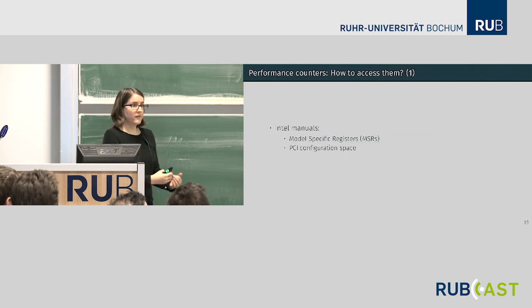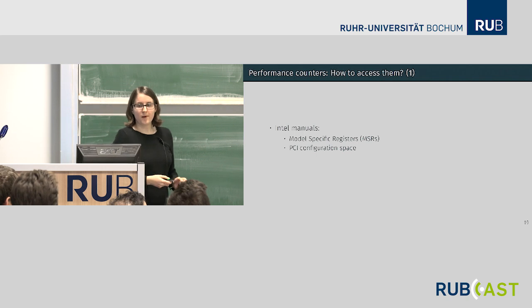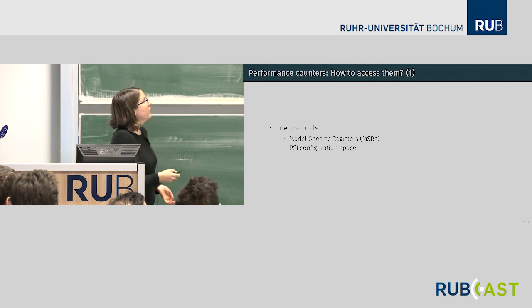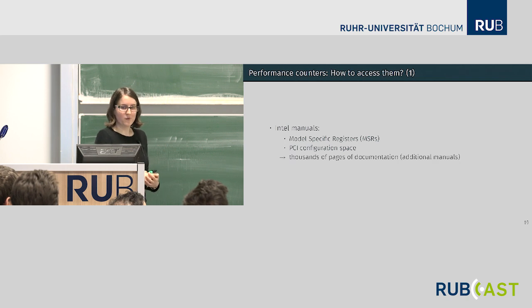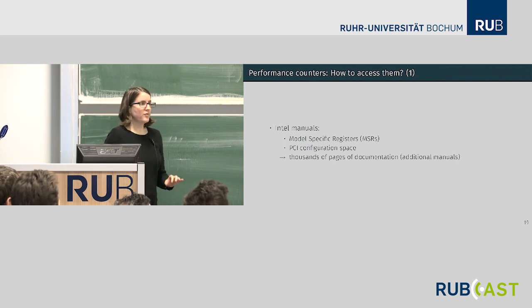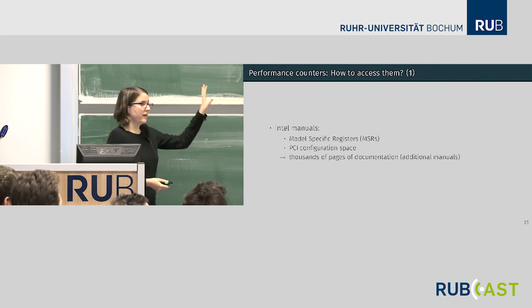So how do we access these performance counters? Well, in the Intel manuals, they specify which events can be used and how to access them. So you have either the model-specific registers or the PCI configuration space. And you actually have thousands of pages of documentation because you have all these different events that depend on the microarchitecture and on the type of CPU. So you really have a lot of documentation on that, and that's in additional manuals.